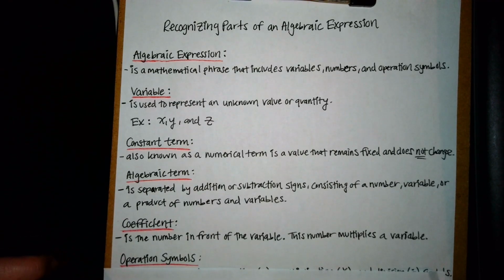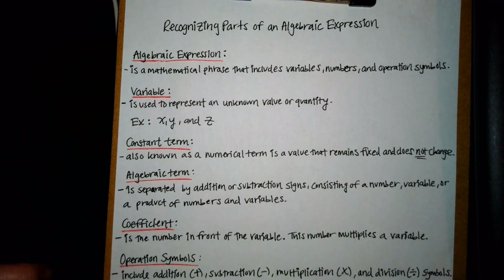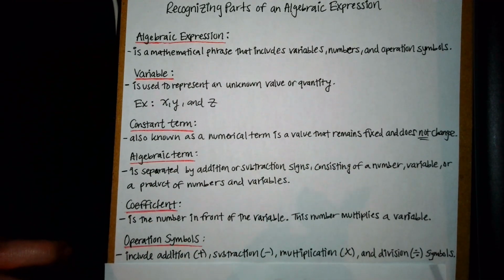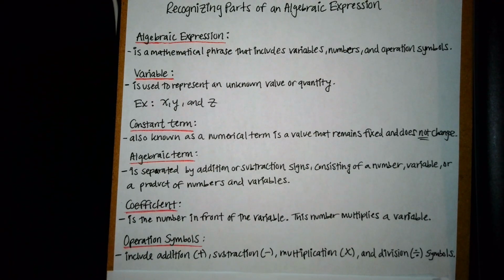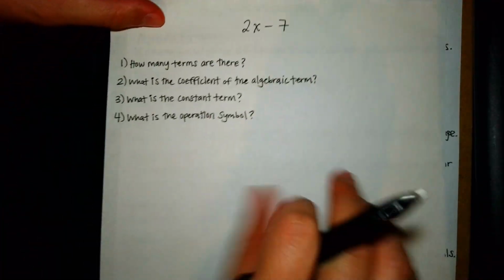And lastly, we have operation symbols. Operation symbols include addition, subtraction, multiplication, and division. So now that we have defined each part, let's come up with a quick example. Okay, so consider the following algebraic expression that I wrote here.